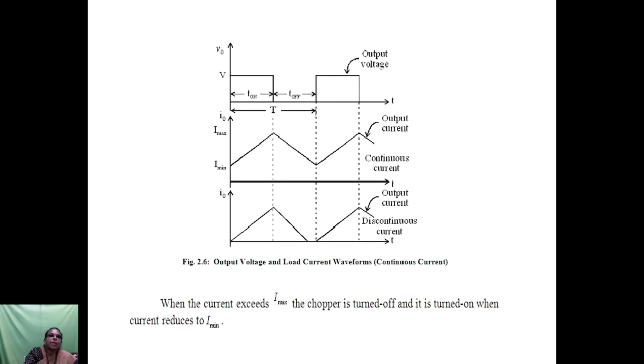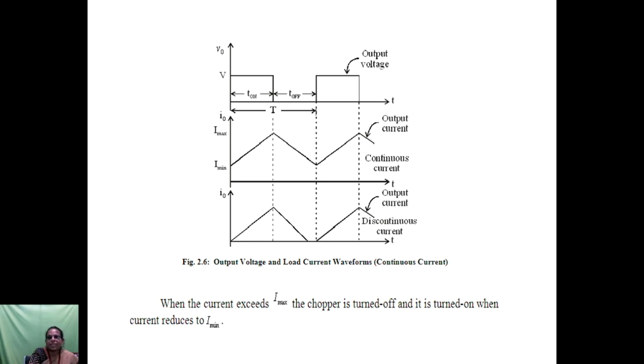For the waveform, here T on, T off, T. The minimum current I minimum is present when the chopper is in the on state. The current increases up to I maximum. So the maximum current will be attained. At that time the chopper will be turned off. So the current will decrease to attain the I minimum value. Then the chopper will be on, so the current will be increasing. This is the output current. This is the continuous current.